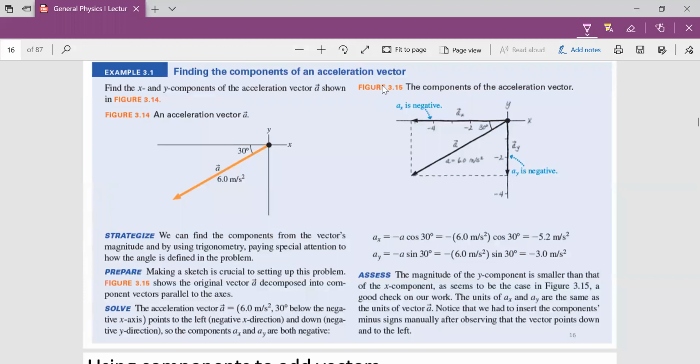Okay, so let's take quickly the example before us, finding the components of the acceleration vector. Find the x and y component of the acceleration vector A shown in this diagram. They gave us the magnitude, they gave us the angle, we have A. So we take the resolution. This is A. To resolve this, we have to make two parallel lines to the axis, right? Remember that. And that's what we did here. The X is pointing to the negative direction. Y is pointing to the negative direction. So AX is negative, AY is negative. Okay. Fine.